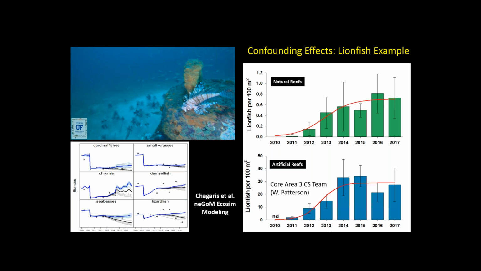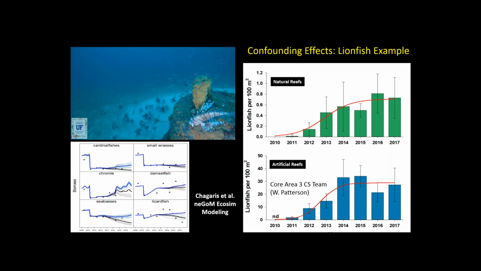And so the lionfishes are primarily eating small fishes like cardinal fishes, wrasses, damselfishes, et cetera. And so there's been a number of modeling activities that have been ongoing trying to understand these effects. But clearly this is an important confounding impact.